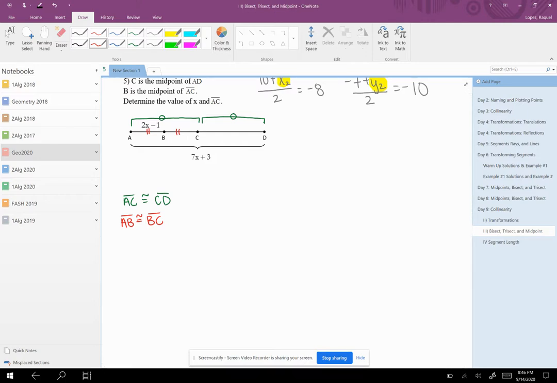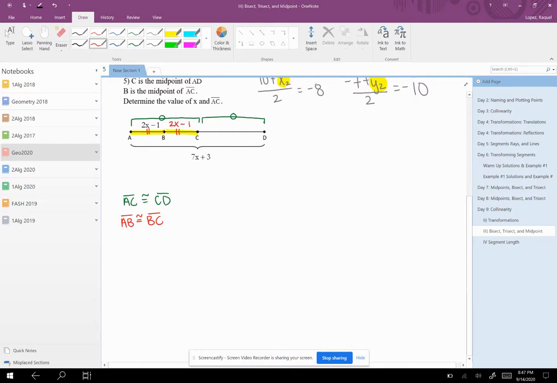To get there, I need expressions for everything that I don't have so far. I know that AB is congruent to BC. So if AB is 2x minus 1, that means BC must also be 2x minus 1. So I'm going to label that right here.